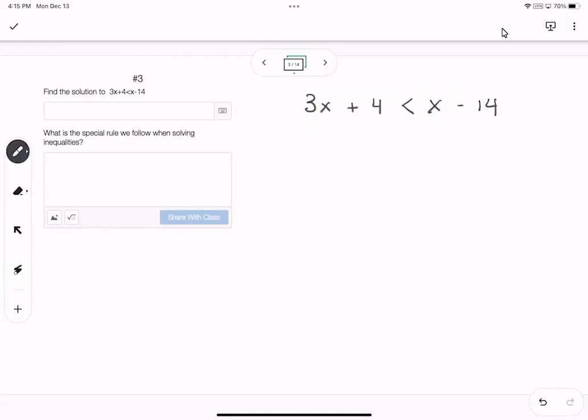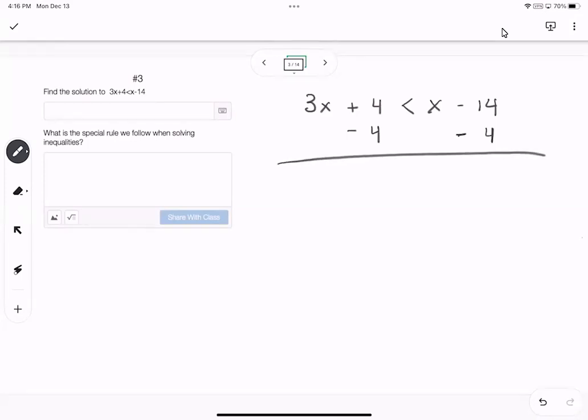The first thing I want to try to do is get all my constants to one side and all my variable terms to the other. So the first thing I want to do is subtract 4 over here, because I want to bring this to the other side and combine it with this -14 over here. Now you could have subtracted 14 as well.